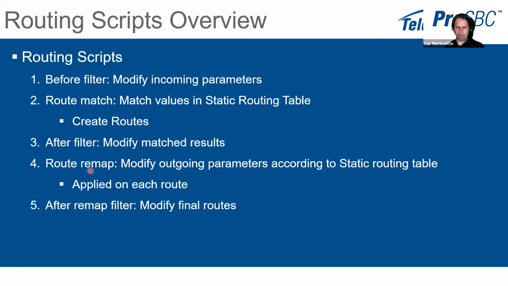Route remap will then be used. So that's the second portion of the static routing table, and it will be applied to each of the routes that have matched before. And in the end, you will have an after remap filter that can modify the final routes, the final call parameters just before being sent on the line.